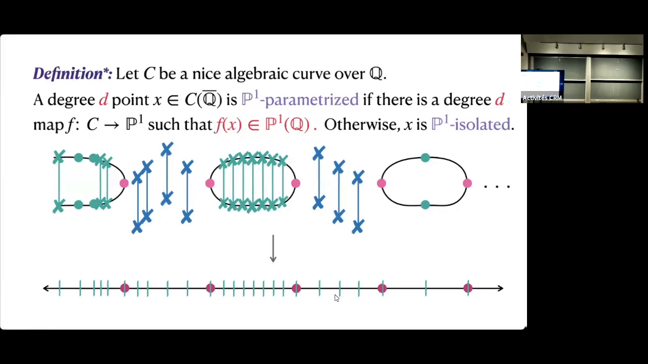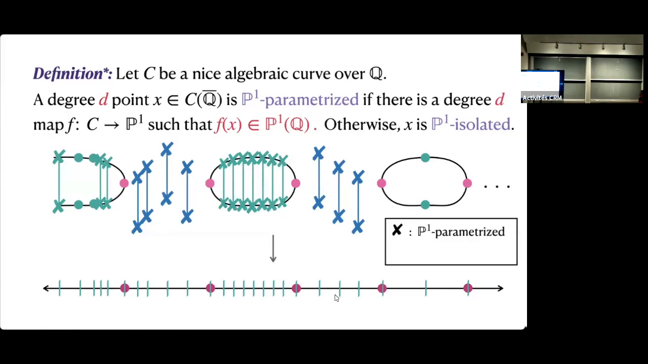I'm going to call a degree D point P1 parameterized if it comes from a picture like this. So if there is a degree D map from the curve to P1, where the degree D point maps to a degree 1 point, a rational point. And otherwise, it will be P1 isolated. So in this picture, the x's are P1 parameterized, and this map shows you that they're P1 parameterized. So you get that for free.